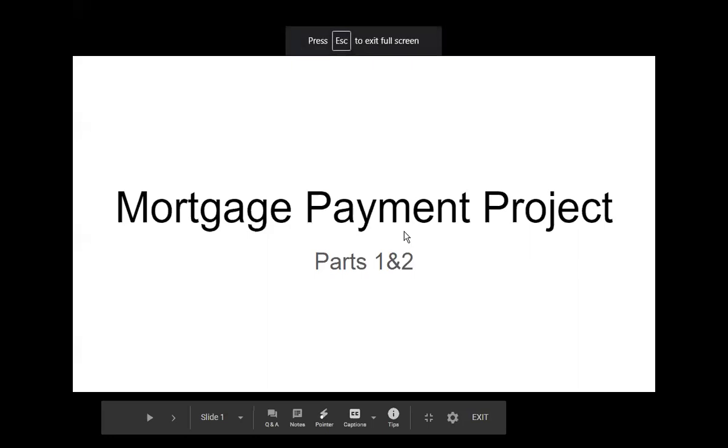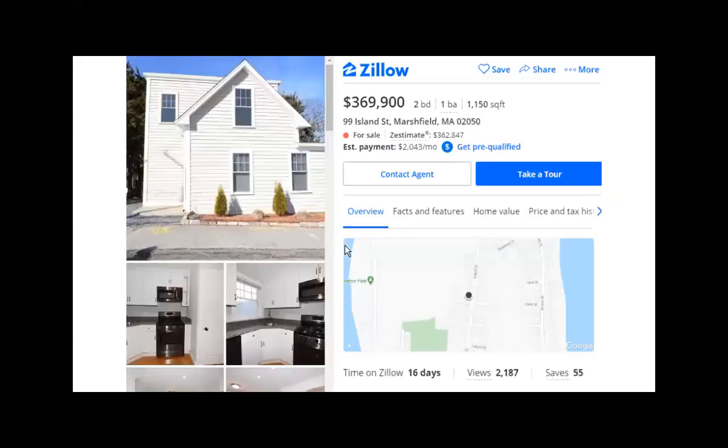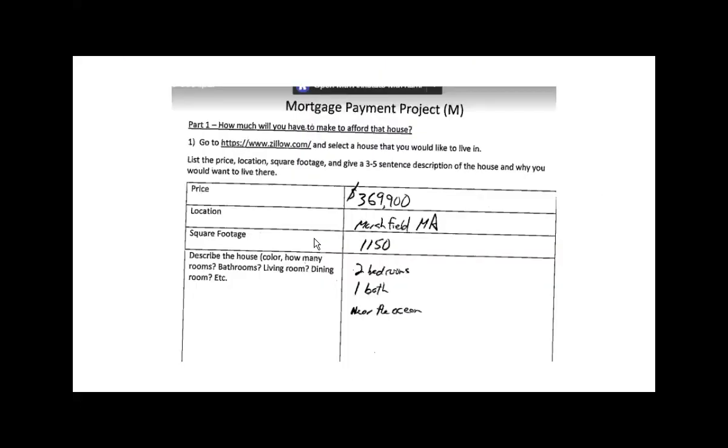Okay guys, so what we're going to do is start with parts 1 and 2, and then after that, we'll move to part 3. I know some of you might be doing the whole project at once, but we're actually breaking it up into 2 parts, the first 2 parts and then the last part. So the first thing here, students are going to look for a house. This is the house I selected, $370,000 in Marshfield, Massachusetts. And I'm going to fill out part 1 of my worksheet.